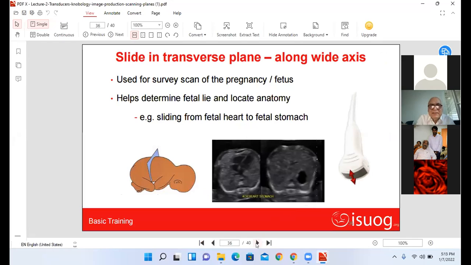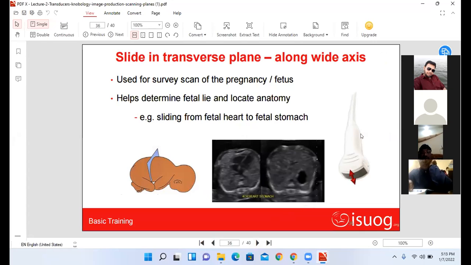Yeah, I just told you about sliding in a transverse plane. This is what I was telling you: if you use it for a survey scan of the pregnancy or fetus, it helps determine the fetal lie and locate anatomy, sliding from the fetal heart to the fetus. Dr. Rajat Rai will talk about the 20+2 planes, and most of the speakers will talk about this sliding technique, because almost all the anomalies you can detect by sliding in the transverse plane in many different areas.